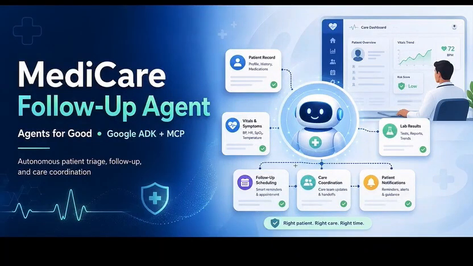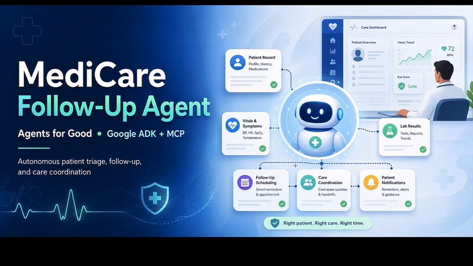The problem statement is that an outpatient clinic often manages many patients with chronic conditions such as type 2 diabetes, hypertension, heart failure, COPD, CKD, anemia, depression, asthma, and many more. These patients require regular monitoring, medication review, lab follow-up, and timely clinical intervention. However, in real-world care coordination, several problems commonly occur.